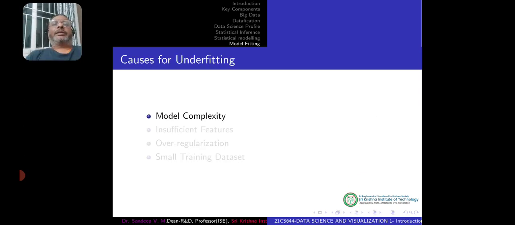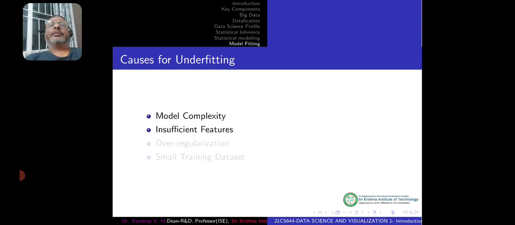So why does a model get underfit? The first thing is we try to use a simpler model. We don't want a complicated model, because the more complex the model is, the more time and effort is required for training it, and more effort is required for testing it. So we would like to simplify our work. We usually keep our model as simple as possible, and that becomes a cause for underfitting the model.